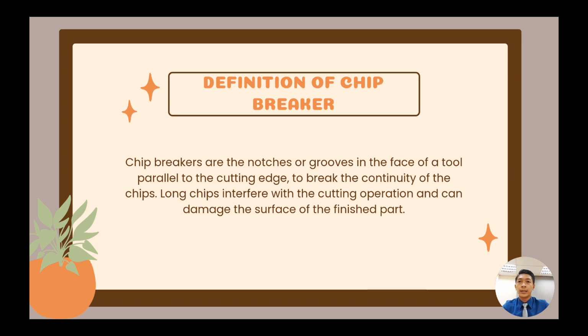Definition of a chip breaker. Continuous chips can be problematic for ease of handling and can create a safety hazard at work. They should be broken into relatively small pieces, as the chip is formed with the aid of an obstruction attached to the tool face. Chip breakers are used to break it up into smaller pieces.